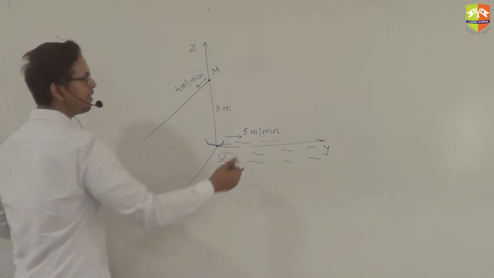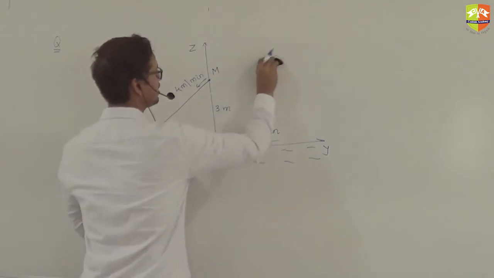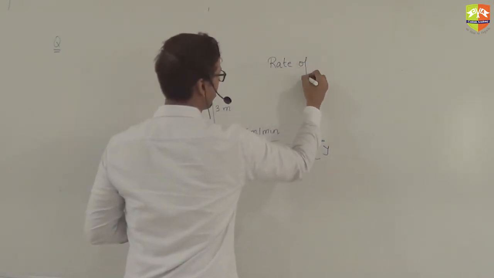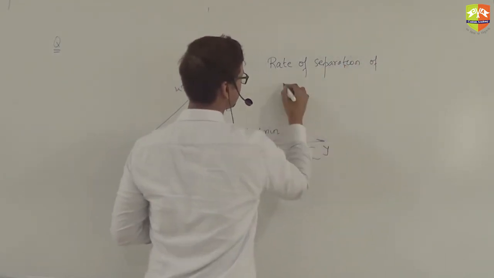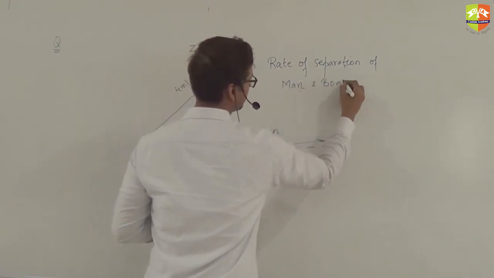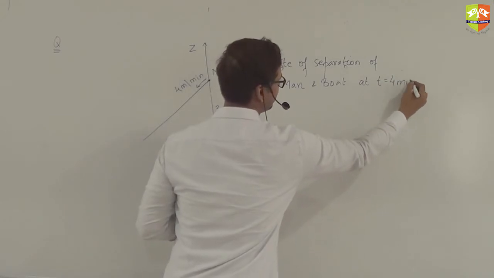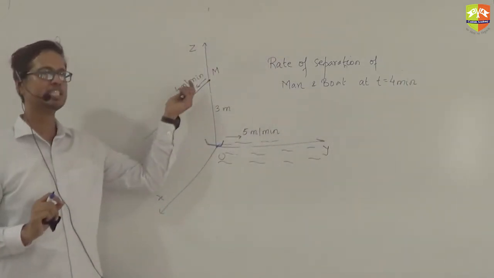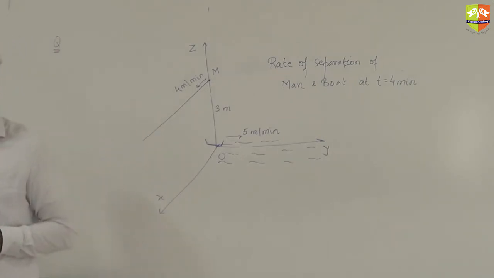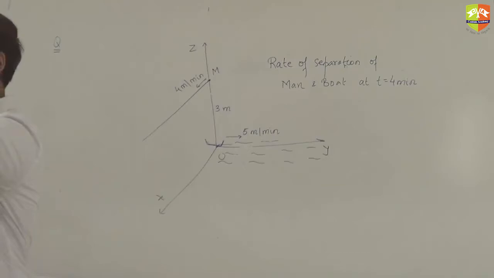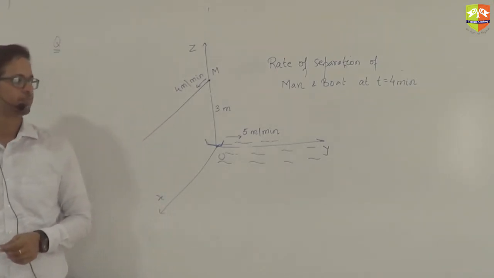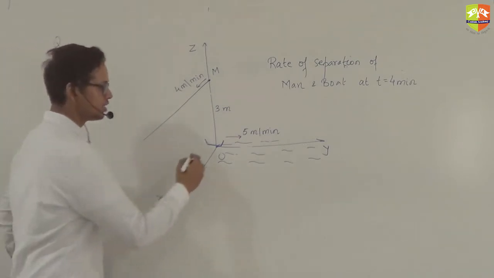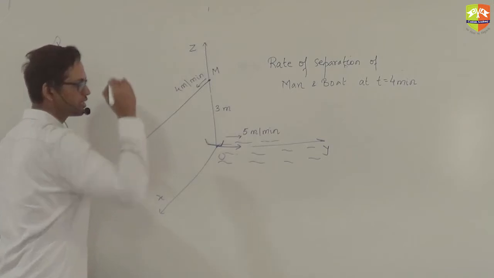So along the bridge, the man starts walking and perpendicular to the bridge, the boat starts moving. Now find the rate of separation of the man and the boat at the instant when time is 4 minutes, assuming t equal to 0 is when they just started moving. So simultaneously the man starts walking on the bridge and the boat starts moving perpendicular to the bridge. So at exactly t equal to 4 minutes, what is the rate of separation of the man and the boat? Assuming the boat is moving this way, the man is moving this way.